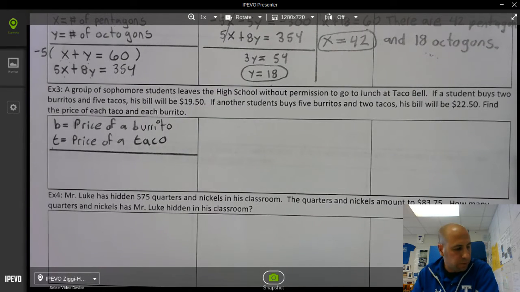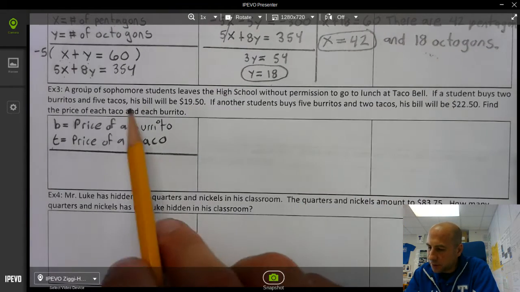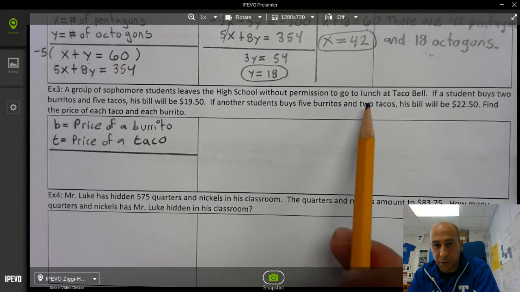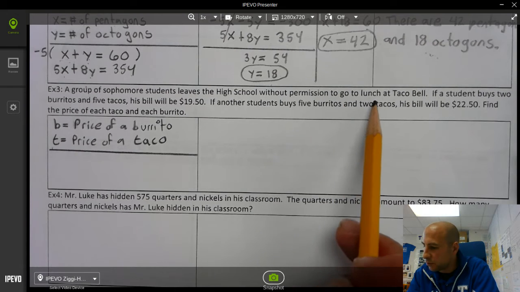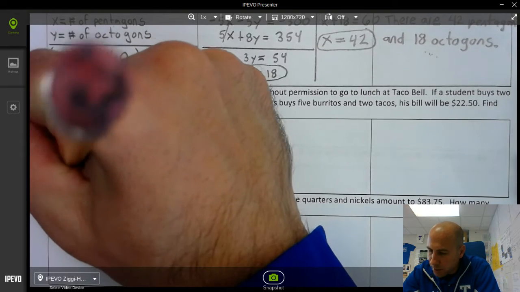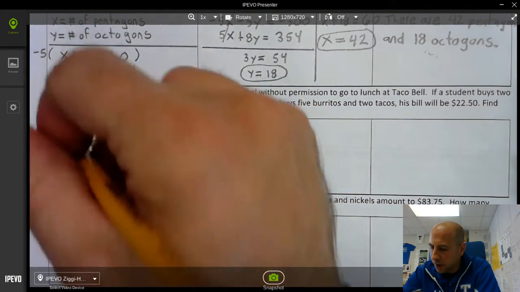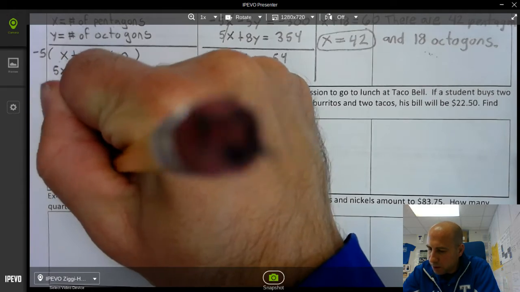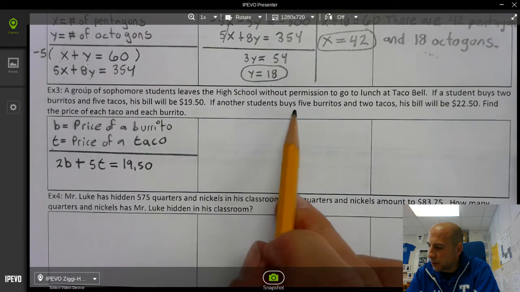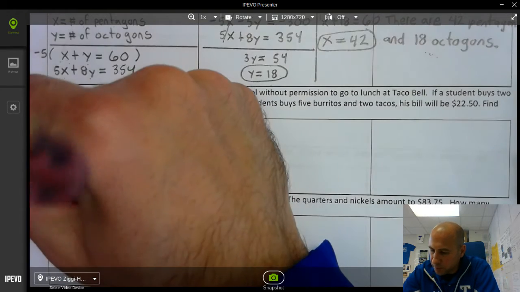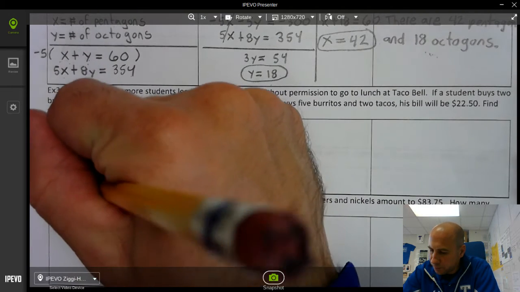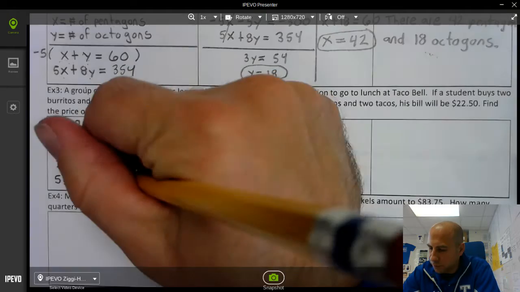All right, so let's look at the sentence. It says a group of sophomore students, that's just telling us that they're leaving school without permission. Bad Wildcat students. If a student buys 2 burritos, so that's 2B plus 5 tacos equals 1950. Now, if another student buys 5 burritos plus 2 tacos, that equals 2250.